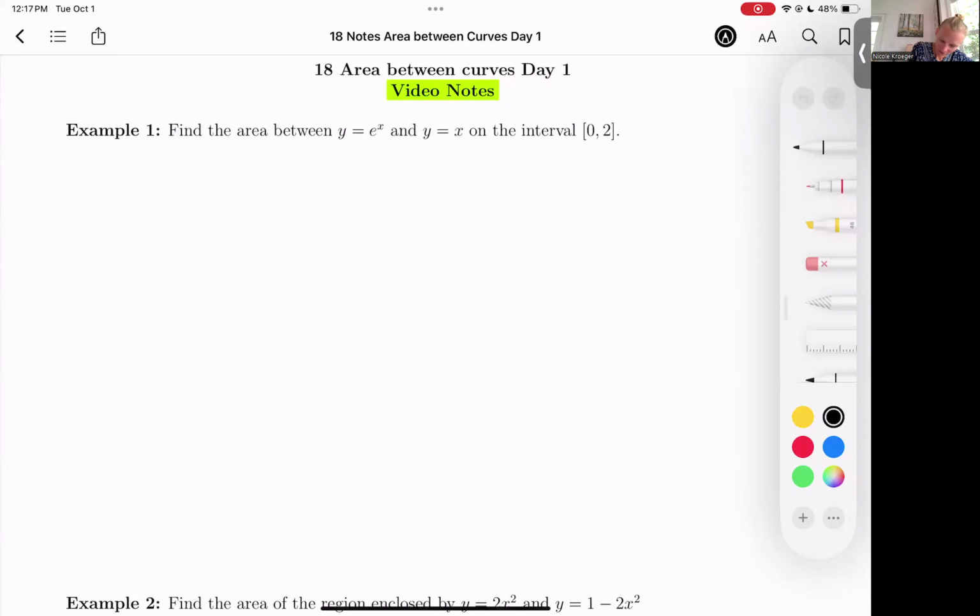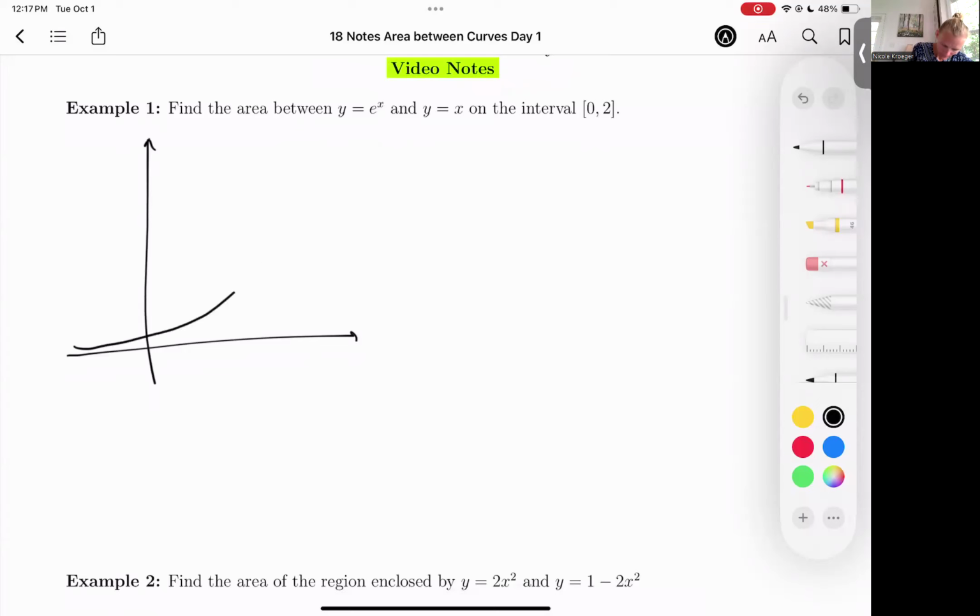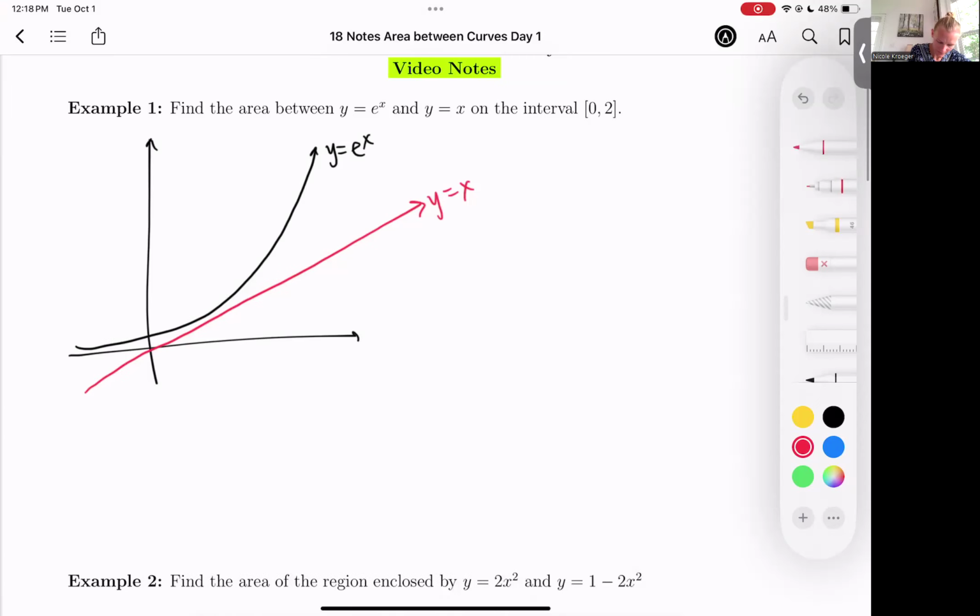So we're going to need to draw this region. So we have e to the x, which is an exponential function. And y equals x is a line which lives totally below e to the x on the interval from 0 to 2. So this little region here is the region that we're trying to find the area of.